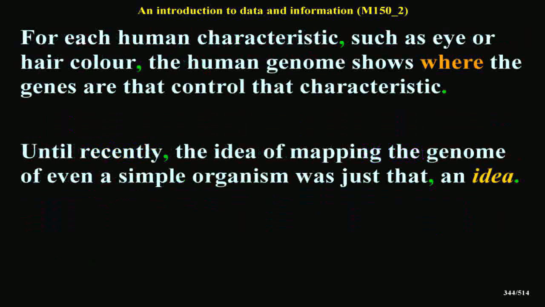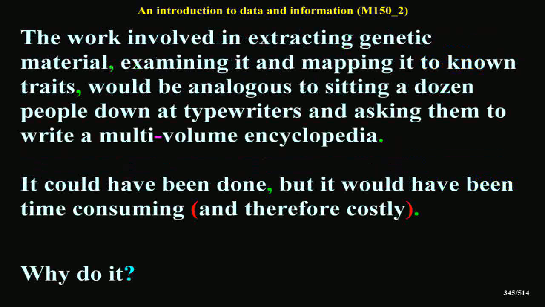For each human characteristic, such as eye or hair color, the human genome shows where the genes are that control that characteristic. Until recently, the idea of mapping the genome of even a simple organism was just that, an idea. The work involved in extracting genetic material, examining it and mapping it to known traits would be analogous to sitting a dozen people down at typewriters and asking them to write a multi-volume encyclopedia. It could have been done, but it would have been time-consuming and therefore costly.